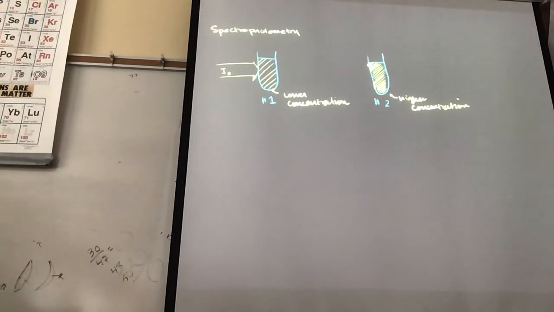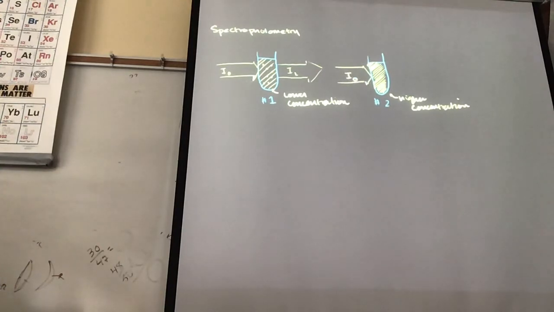What's going to happen as the light exits the other side of this beaker? Well, some of it is going to be absorbed by our little molecules inside the beaker. So you're going to have less light come out the other side. I'll call this I1.